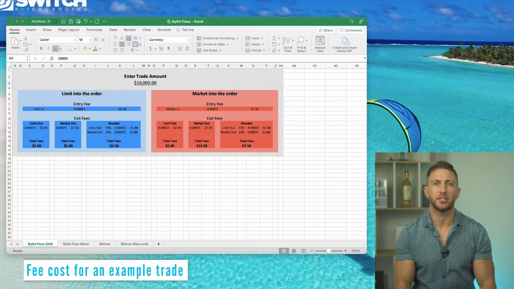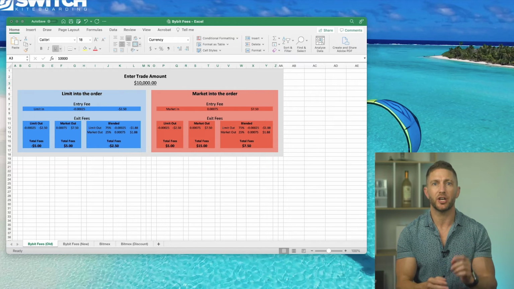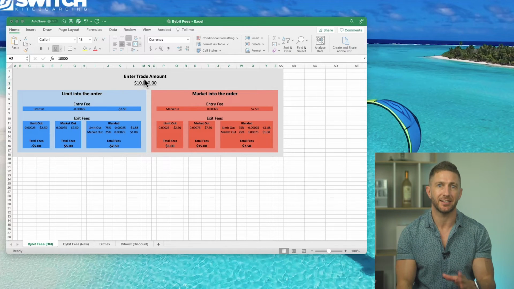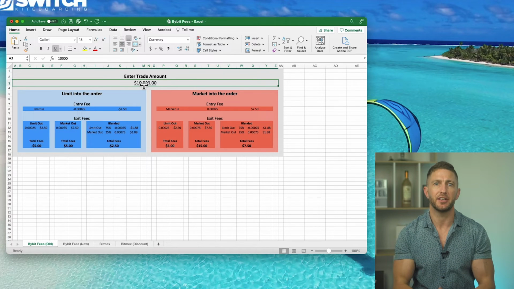Right, here's a handy spreadsheet. So first I'll show you the numbers with the old fees. Say you make one trade with 1,000 USDT at 10x leverage. That would make the trade amount $10,000. These fees are based off of this trade amount as follows.